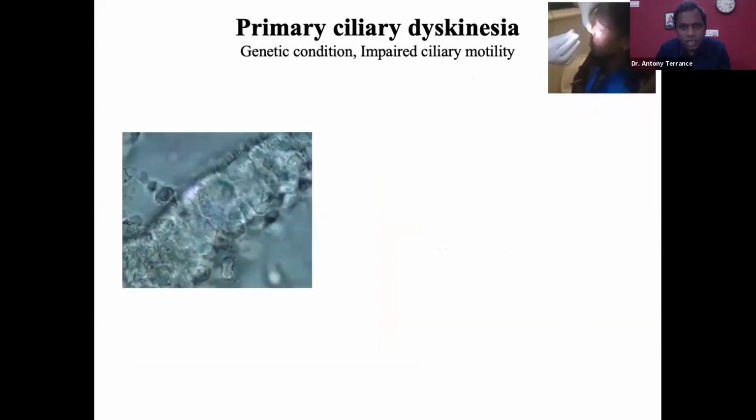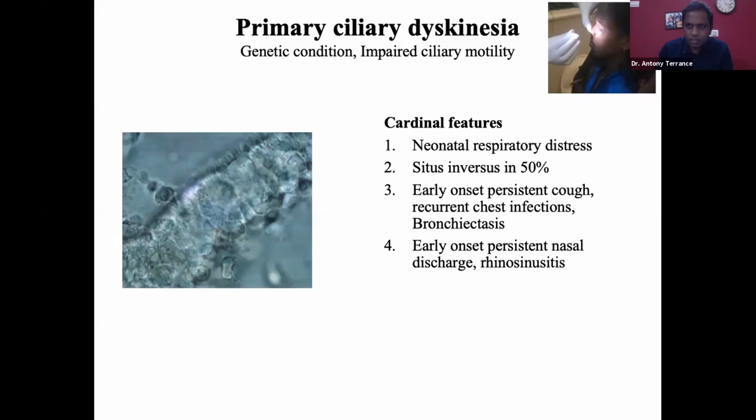The next condition with the mucociliary apparatus is where the cilia are not functioning normally. It's called primary ciliary dyskinesia. The cilia don't work properly, the mucus won't get cleared, and the child will get recurrent infections. You can easily suspect PCD by looking at 4 cardinal features. One is neonatal respiratory distress which is unexplained. These children can have situs anomalies, that is the second feature, like situs inversus.